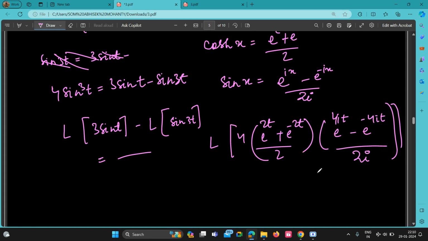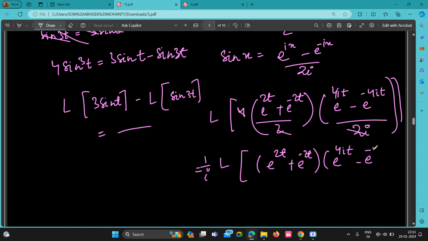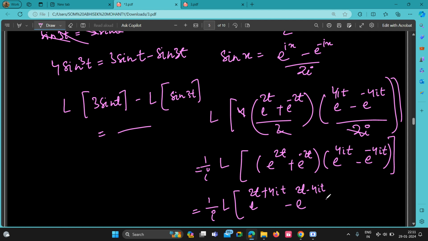Let's take these values as constants. So 2, 2, 4 cancel out, and 1 by i goes out. L of e to the power 2t plus e to the power minus 2t, times e to the power 4it minus e to the power minus 4it. So 1 by i times L of e to the power (2t plus 4it) minus (2t minus 4it) plus (minus 2t plus 4it) minus (minus 2t minus 4it). Yeah, this is what it is.